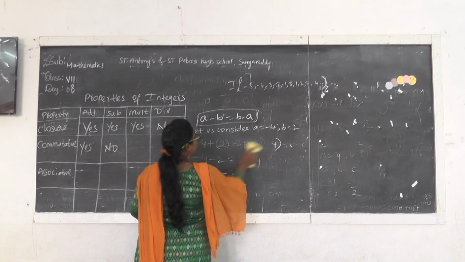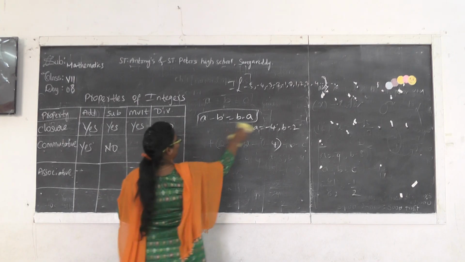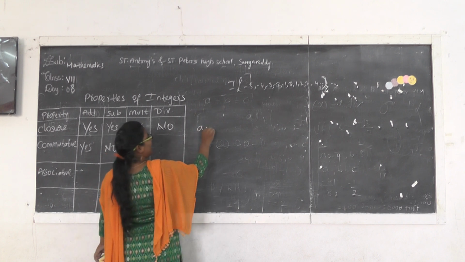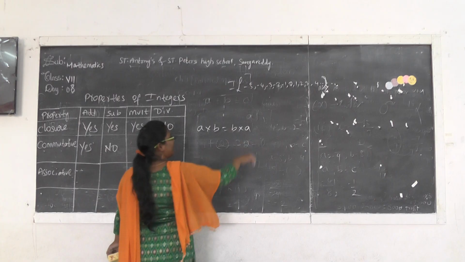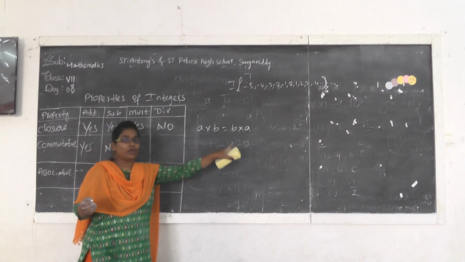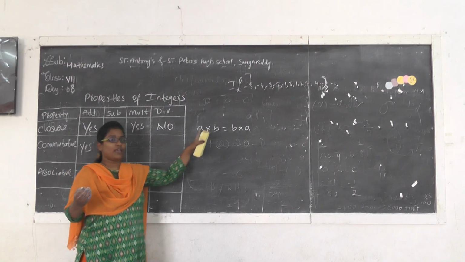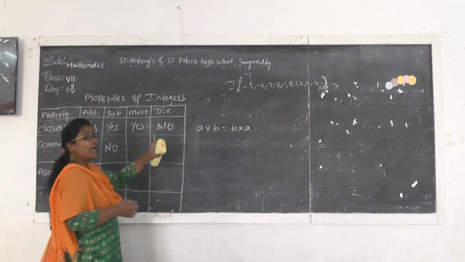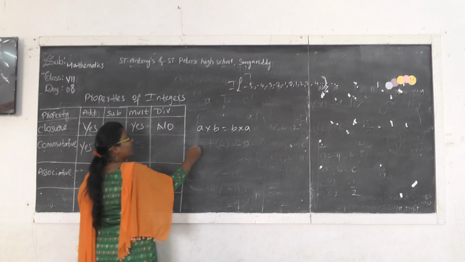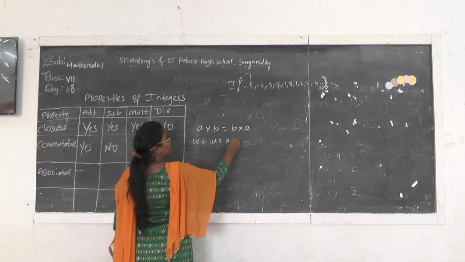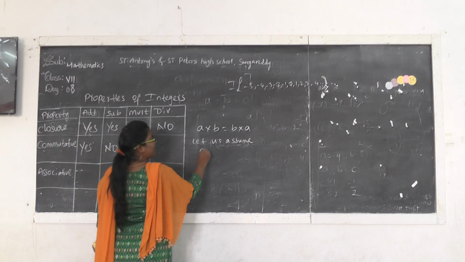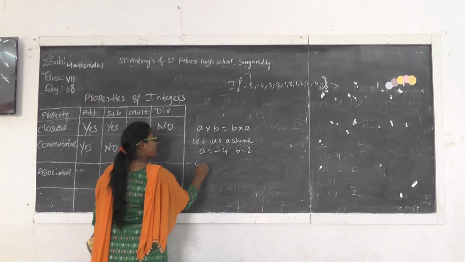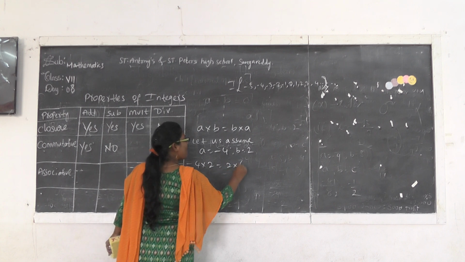So let's check under multiplication. Now A into B equal to B into A. Under addition means A plus B equal to B plus A. Under subtraction means A minus B equal to B minus A. Under multiplication means A into B equal to B into A. Now let us assume A equal to minus 4, B equal to 2. Let's check now: minus 4 into 2 equal to 2 into minus 4.